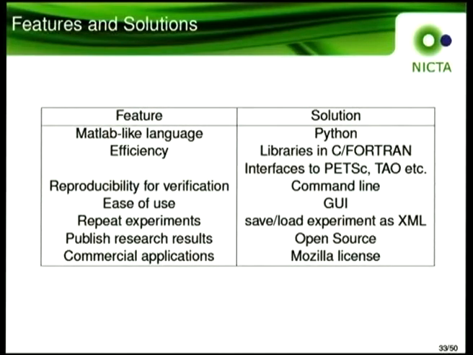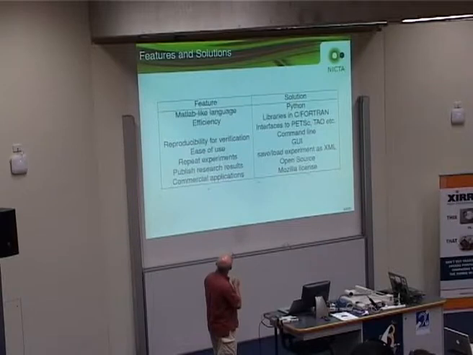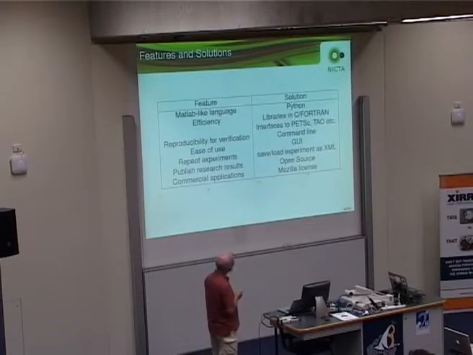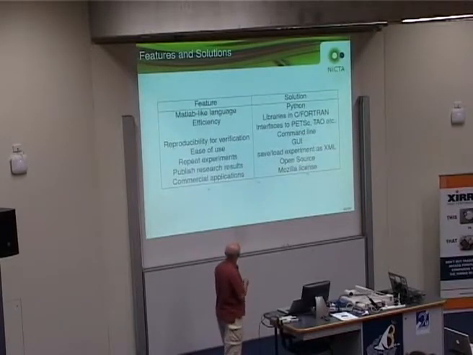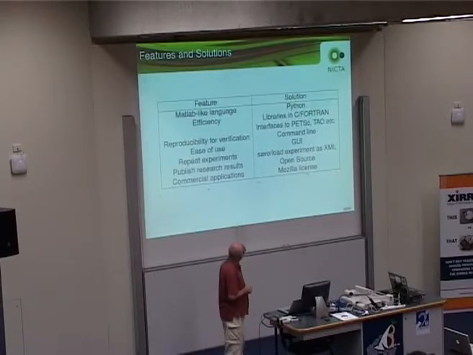When we thought about what kind of features we would like, we wanted a MATLAB-like language, because people are very used to writing MATLAB experiments in machine learning. That's why Python was a good choice for us. It has its drawbacks; we'll come to that in a moment. But we need efficiency, so the libraries are in C or in Fortran. You can plug in your ATLAS-tuned LAPACK and BLAS libraries. We want reproducibility for verification, so we have command line executables, and ease of use through the GUI, and then the other things which I already mentioned. We want it to go out together with the papers we publish, so it has to be open source, but we also want companies to be able to use the code in their applications. So we made it available under the Mozilla license.